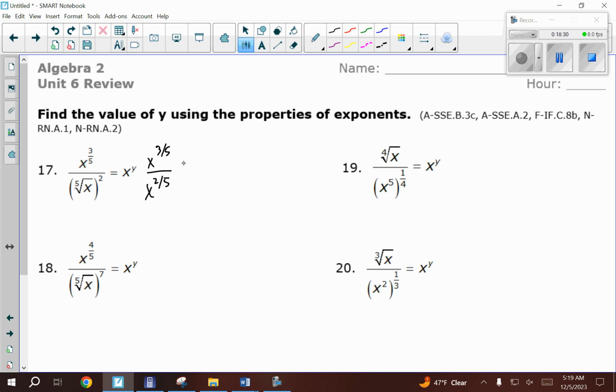And once, I'll go ahead and set this equal to x to the y. Once we've got these so they both have fractions, we just subtract from top to bottom. So we get x to the 1/5 is equal to x to the y. And then once you have it simplified down to a single x, you just set the exponents equal to each other. So that means for this question, y equals 1/5.